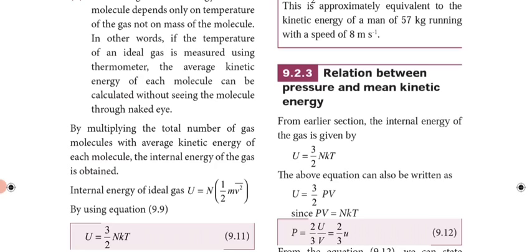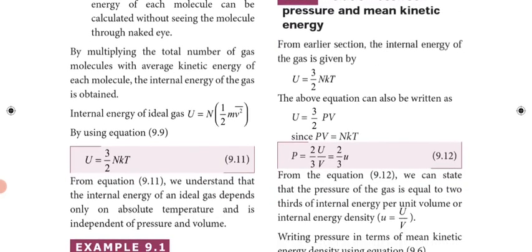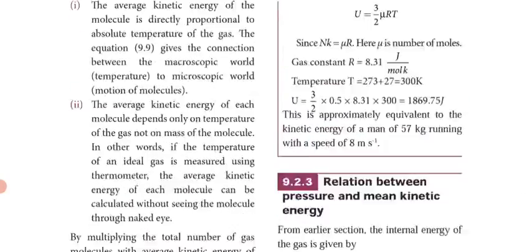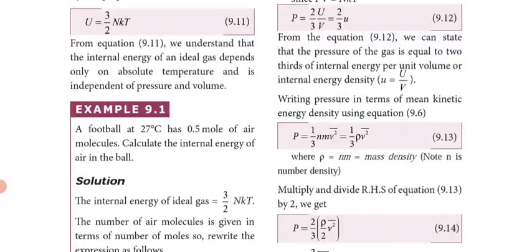So multiplying the total number of gas molecules with the average kinetic energy of each molecule, we will get the internal energy of the gas. So what is the internal energy of an ideal gas? U is equal to N times 1 by 2 m v square, that is U is equal to 3 by 2 NkT. So from the equation we understand that the internal energy of an ideal gas depends only on the absolute temperature. It's independent of the pressure and the volume.